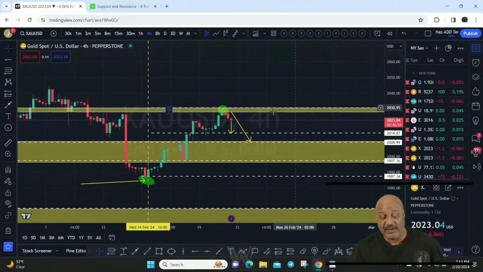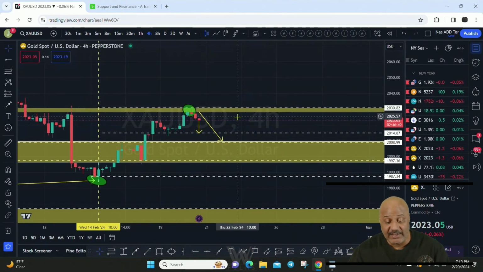So I got this here. Now, what could happen is it could come down here and say, I don't like this area right here. I can draw another zone, right? And it can come down here and reject. It can come here, right? Boom. And reject and go the other way.